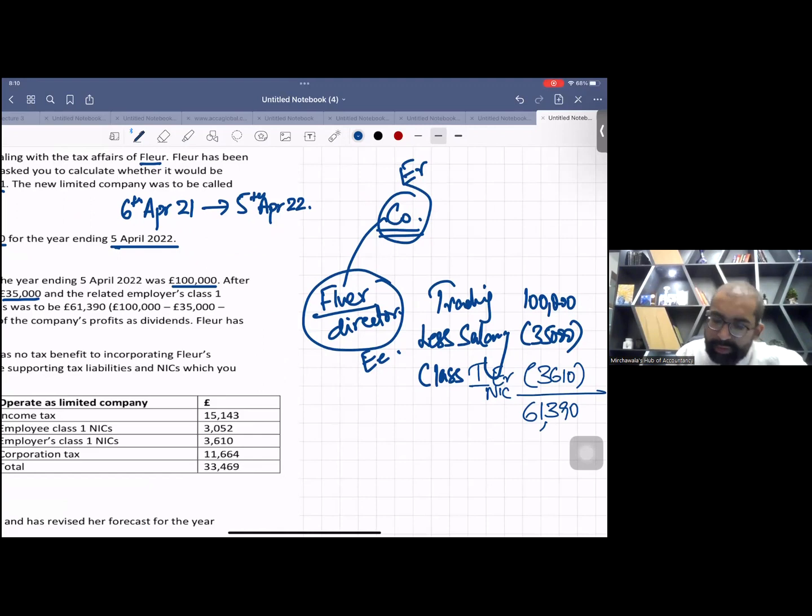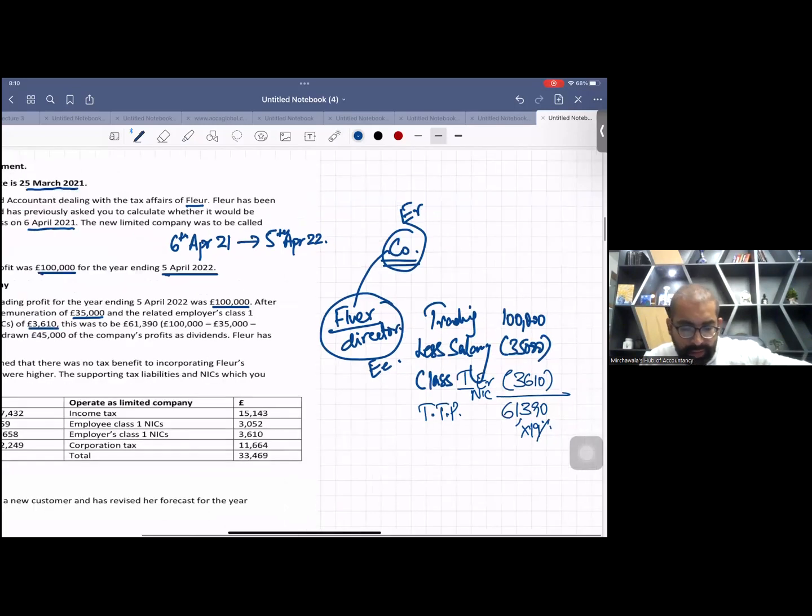This is your corporation tax TTP, total taxable profits. And you just multiply 19% with this to compute corporation tax. Okay, students.